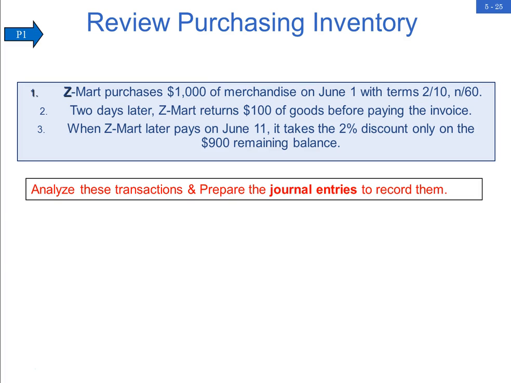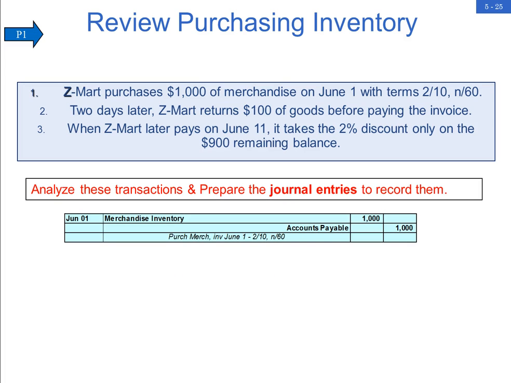It, of course, tells me that credit was used, not cash, so I'm going to be, of course, crediting accounts payable, right, for $1,000. And what are we getting in exchange? Why are we taking on debt of $1,000 to the supplier? Well, we're getting merchandise inventory, of course. So that's what the first journal entry looks like.